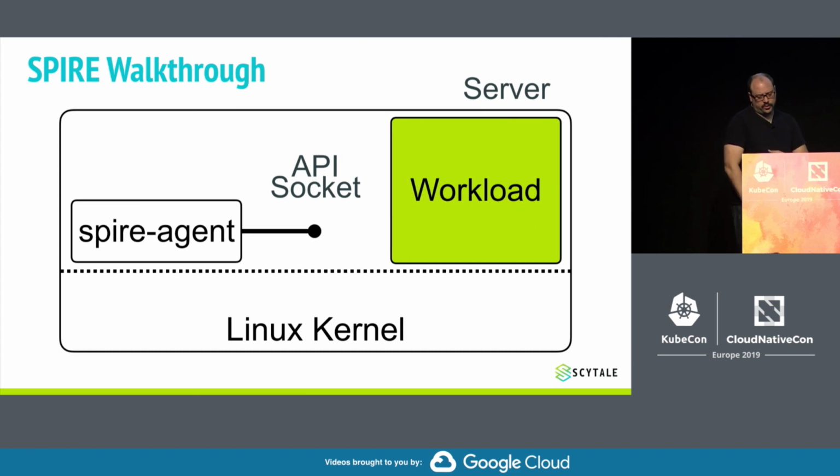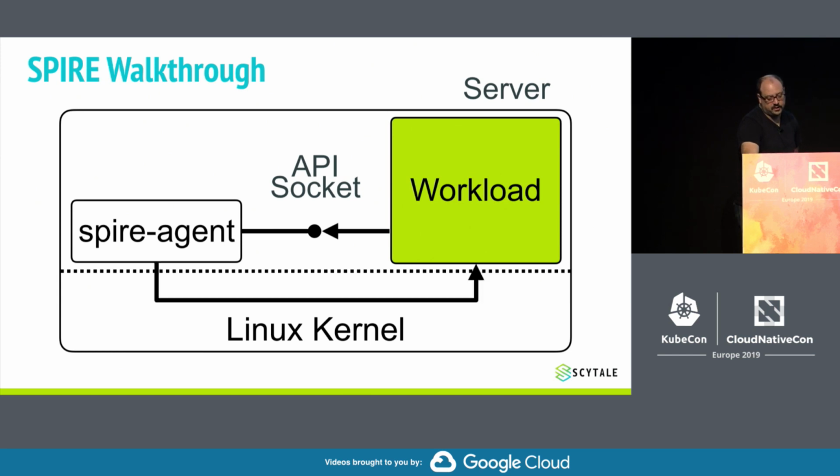So when the workload comes up, it'll try to talk to that API socket. And again, our attesters are pluggable, so we could attest through the Linux kernel, or we have a Kubernetes attester, and you could write different ones. We could look at Docker images or Linux primitives to attest that piece of code, and in order to validate the attestation. So once the workload comes up, it talks to the API socket, and we basically kick off attestation.